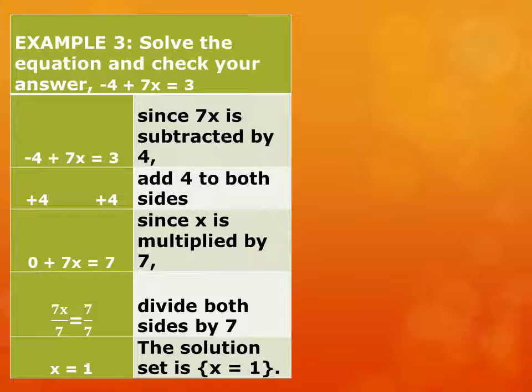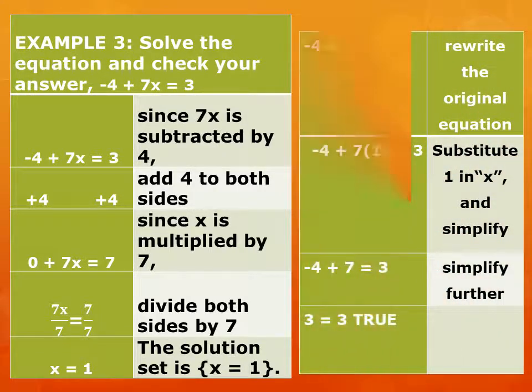So let's check our answer. First, we are going to rewrite the original equation, which is negative 4 plus 7x is equal to 3. Then, we are going to substitute 1 for the value of x, and simplify. So it becomes negative 4 plus 7 times 1 is equal to 3. Let's simplify 7 times 1, that is 7. Then, we are going to add negative 4. Since they don't have a common sign, we are going to subtract, then copy the sign of the larger integer.